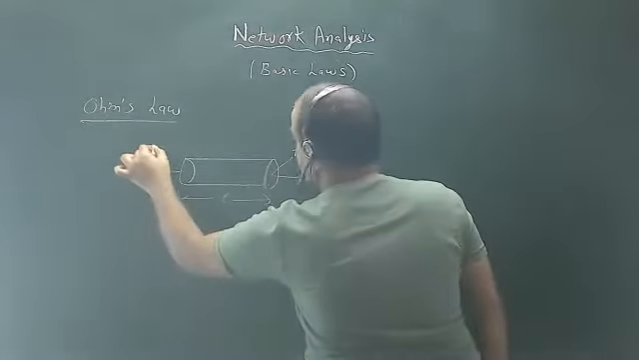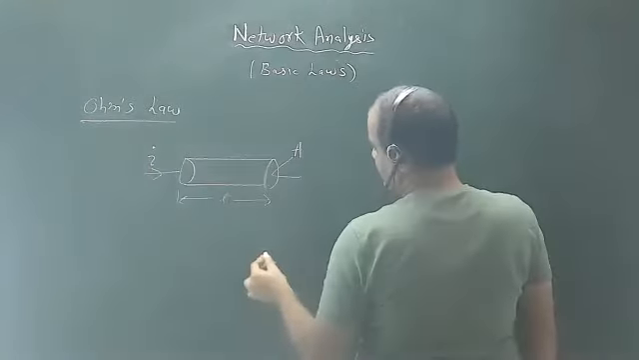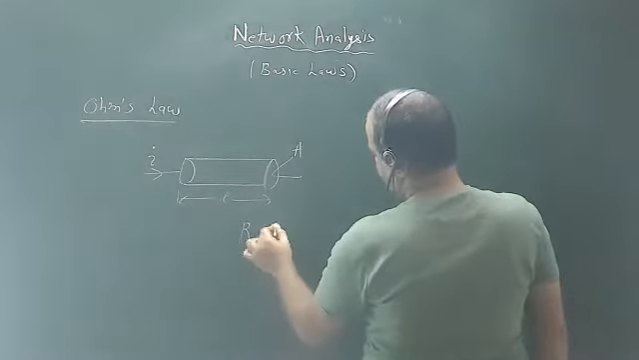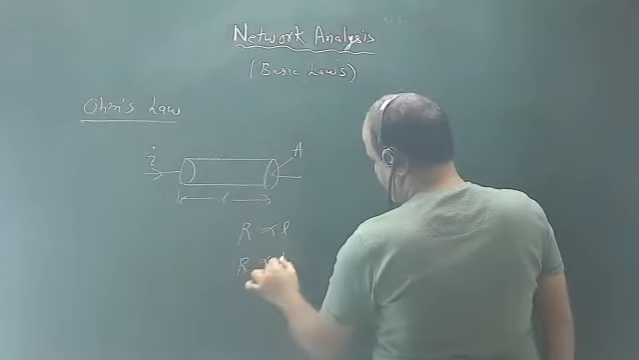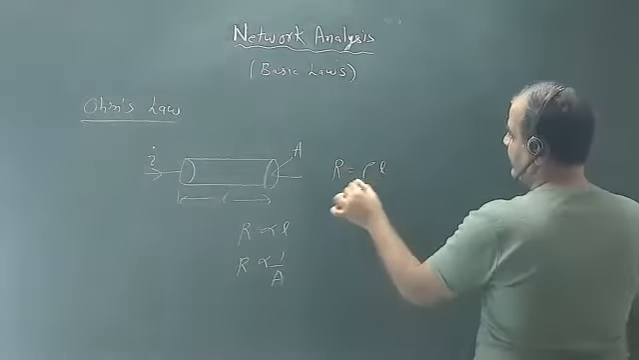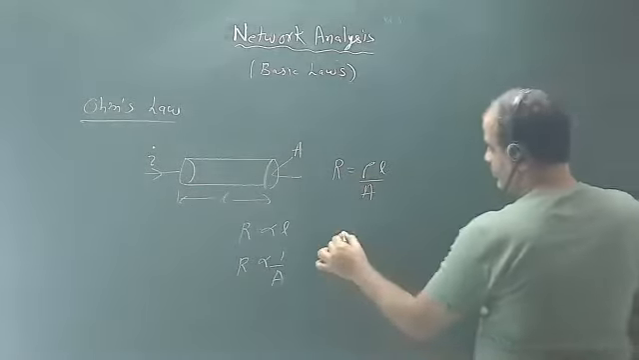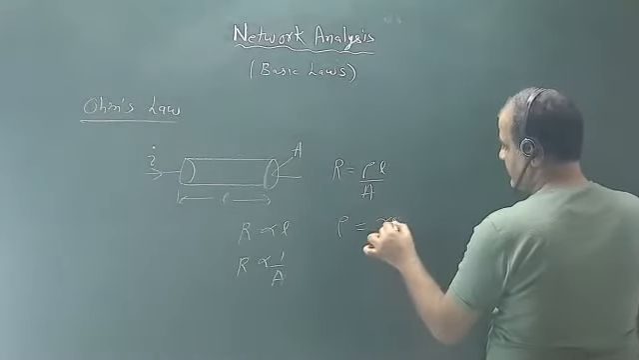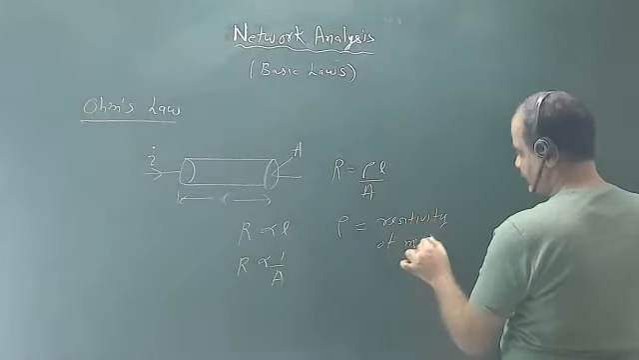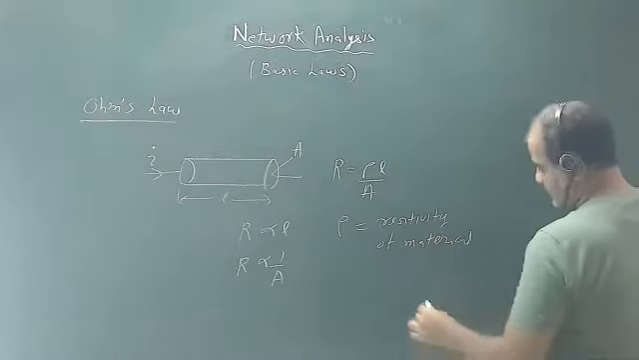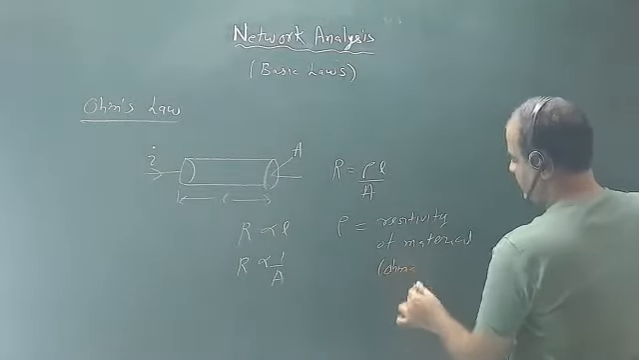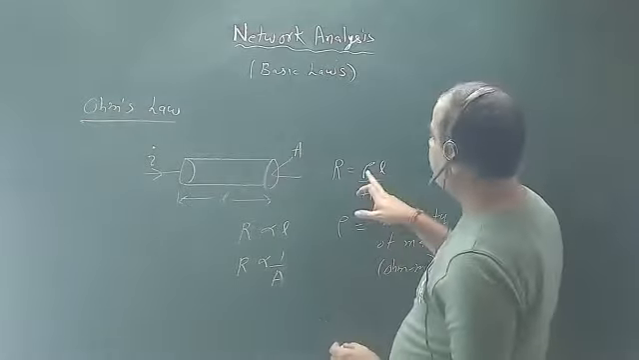The property by which it resists is called resistance. The resistance of a conductor is proportional to its length and inversely proportional to its area. If we combine both, this is equal to rho L upon A, where rho is the resistivity of the material. Its unit is ohm-meter. Resistivity is a material property.